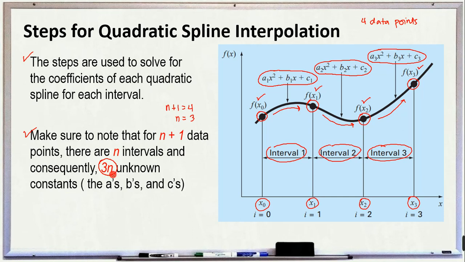Mao nang class, kung hatagan mo 100 ka mga data points, it is expected that pila man? So we have 3 times 99. Okay, ingana kadaghana. So that is around 297. So 297 ka mga unknowns.